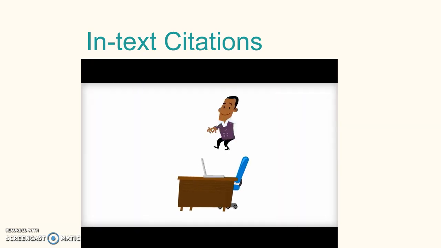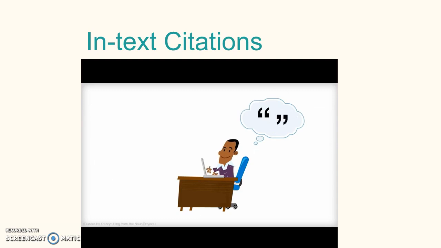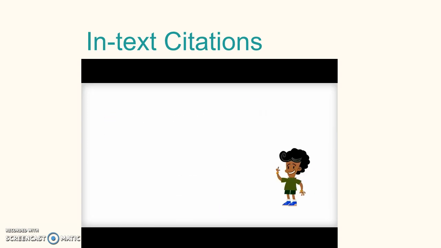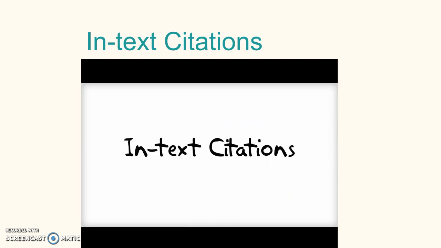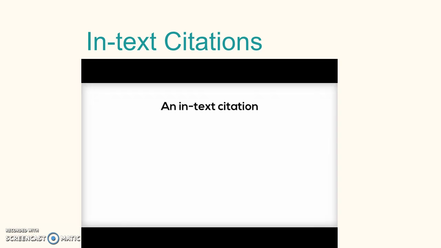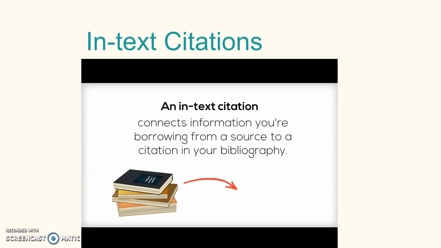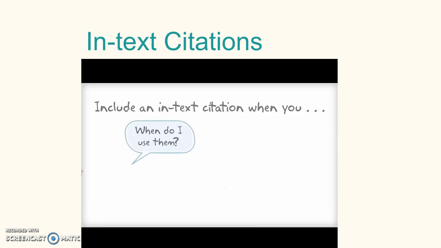When you write a research assignment, it's important that you acknowledge the ideas or quotes from other sources that you use, right when you use them. Not only does this show that you're an honest and ethical student, but it also tells the reader exactly where you found that awesome piece of information. So, how do you give credit to other sources in your assignments? You use in-text citations, which can also be called parenthetical citations. An in-text citation connects information you're borrowing from a source to a citation in your bibliography, which helps teachers and classmates understand where the information originally came from.